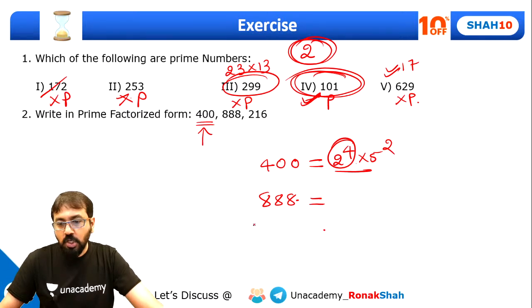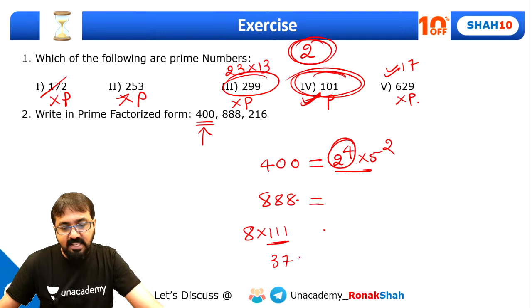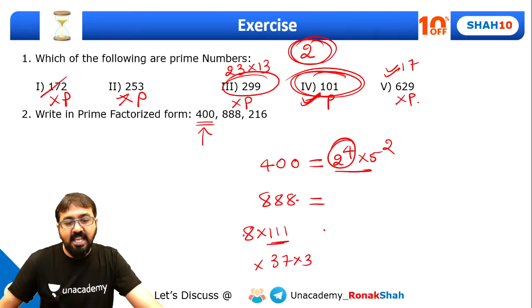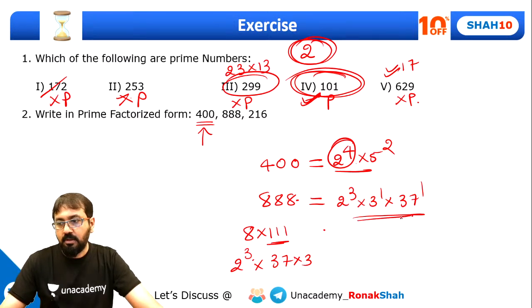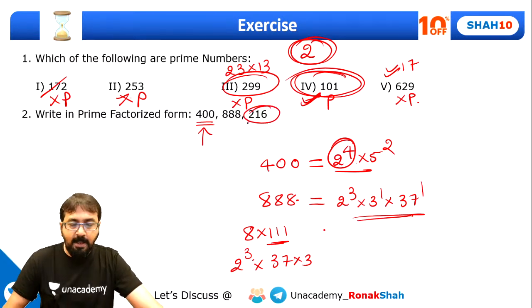888. So guys, 888 is nothing but 8 into 111. Further 111 दिख रहा है 3 से डिवाइड होगा. So 37 into 3 is 111 and 8 is 2 cube. Correct? So prime factorization of 888 will be 2 cube into 3 raised to 1 into 37 raised to 1. Everyone, can you do it this way? Okay. Same way 216 आप सब लोग कर सकते हो.